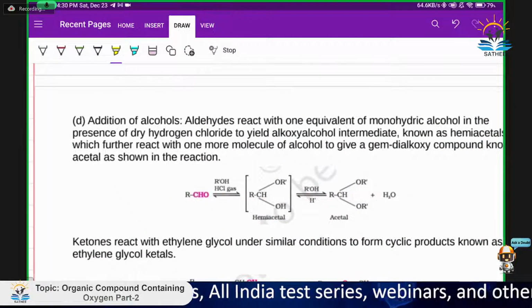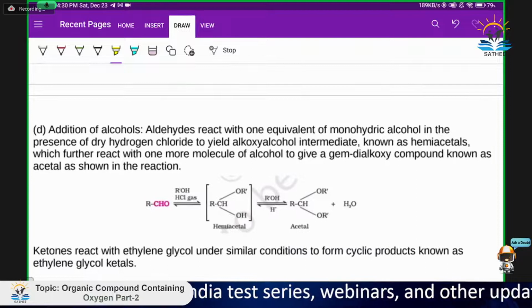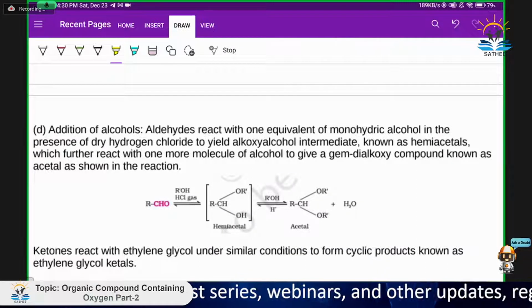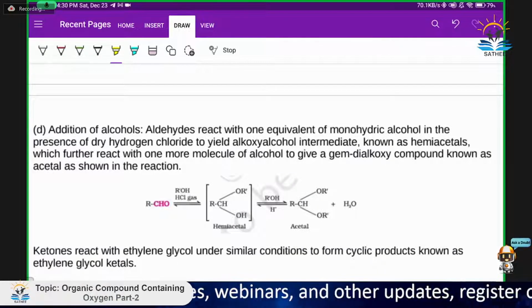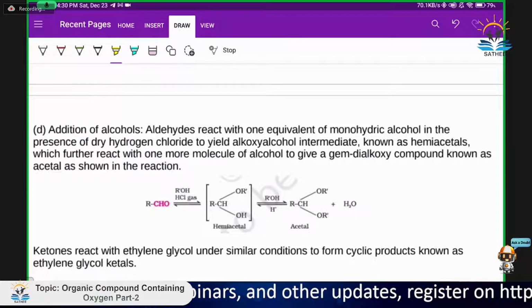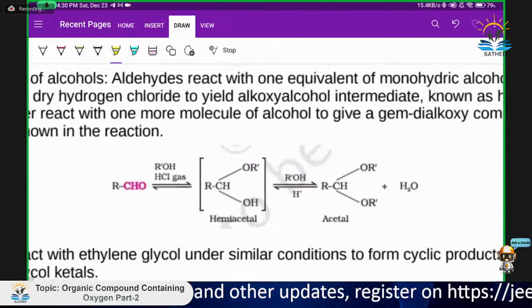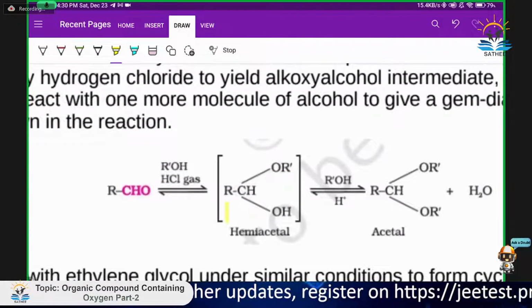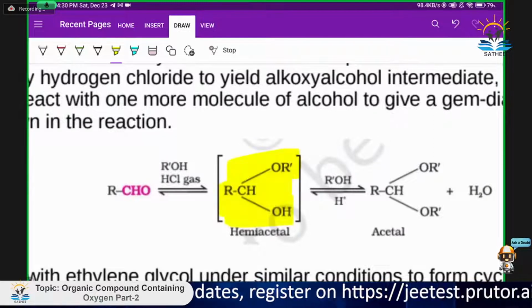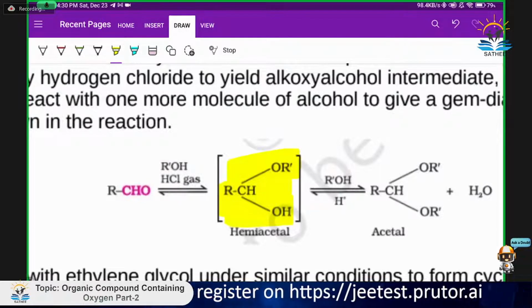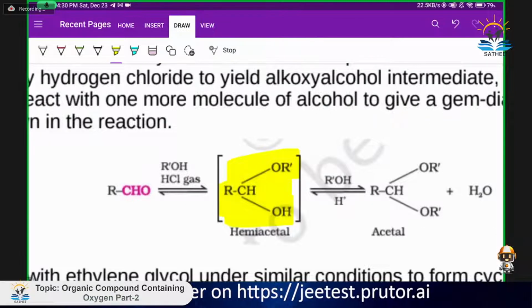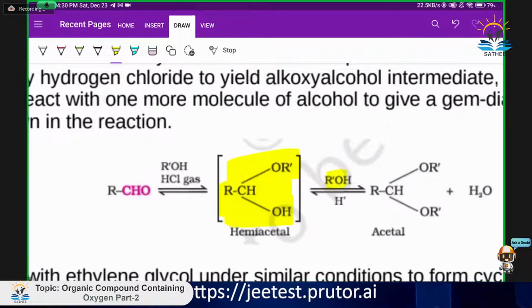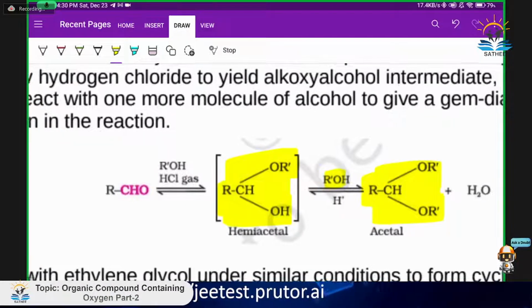Addition of alcohols. Aldehydes react with one equivalent of monohydric alcohol in the presence of dry hydrogen chloride to yield an alkoxy alcohol intermediate known as hemiacetal. So aldehydes react with alcohols in the presence of HCl gas. What will we get? A hemiacetal product, which reacts with one more molecule of alcohol, and we get the product acetal here.